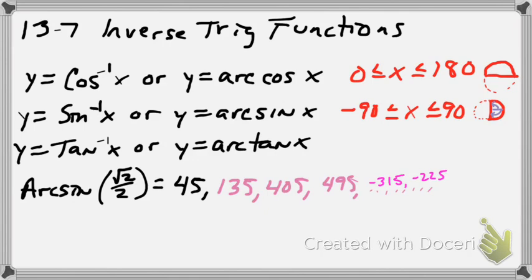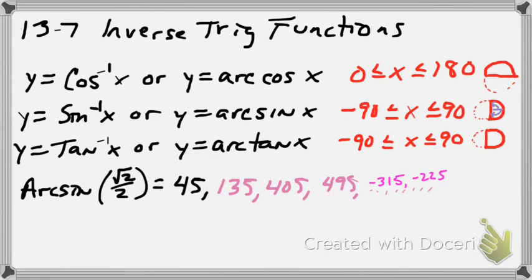The inverse cosine is the top half of the circle. The inverse sine is the right half of the circle. There is no left half of the circle. Only the right half exists in dealing with inverse sine. Inverse tangent is the same as inverse sine. Okay?